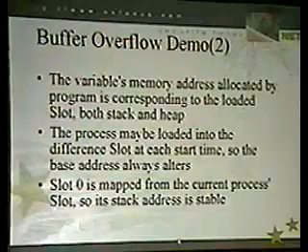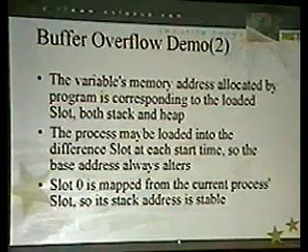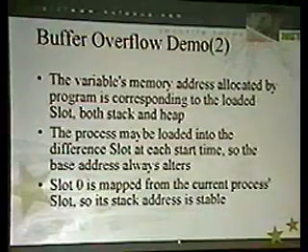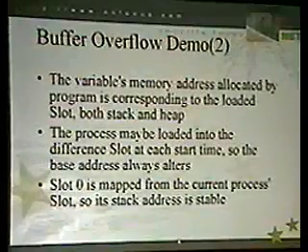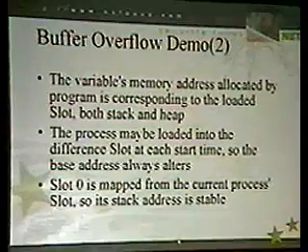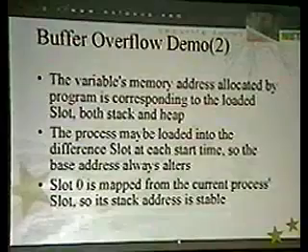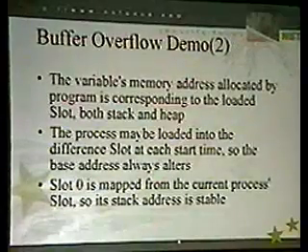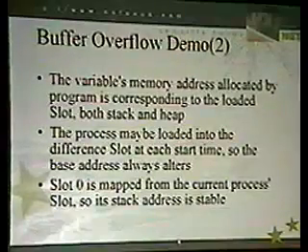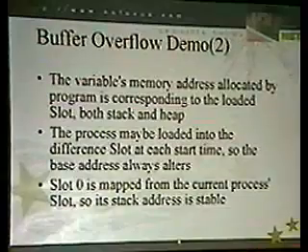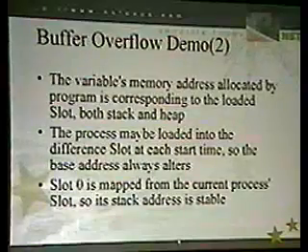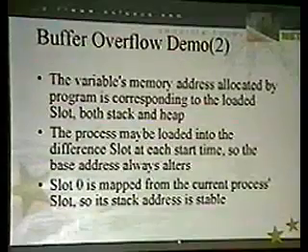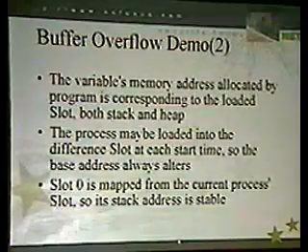The variable's memory address allocated by the program corresponds to the loaded slot, both the stack and the heap. The process may be loaded into a different slot each start time. So the base address of the slot always alters. But we know that slot zero is mapped from the current process slot, so its stack address is stable. Anyway, you can use a jump instruction address to let the program flow to your shellcode.